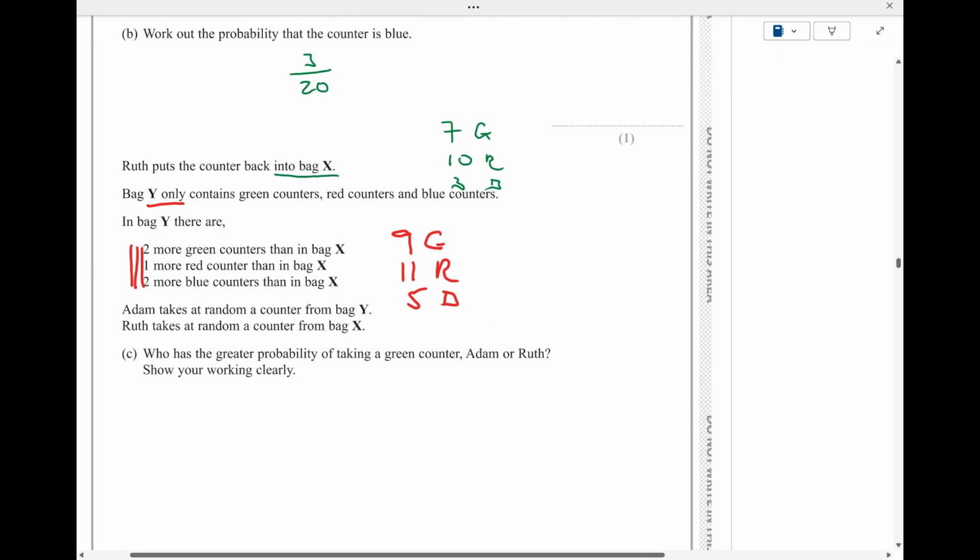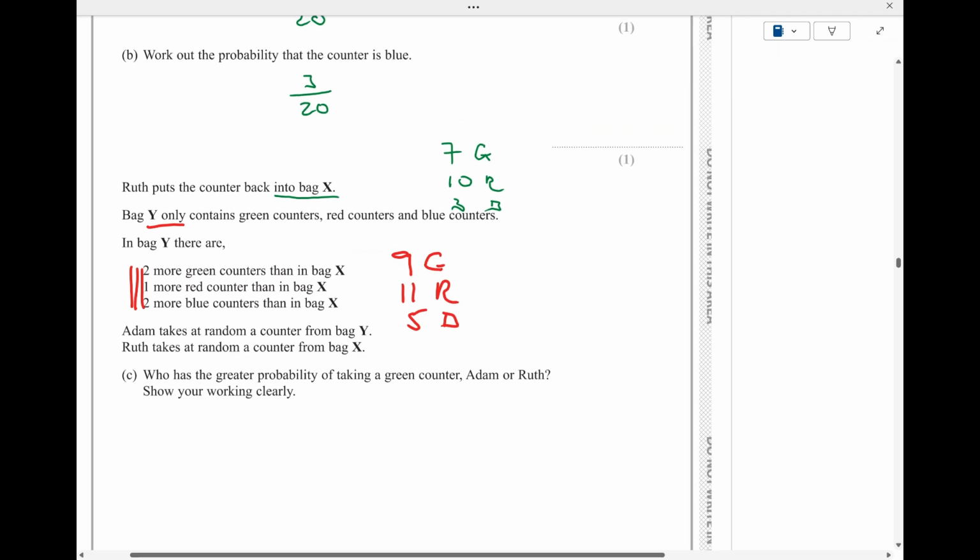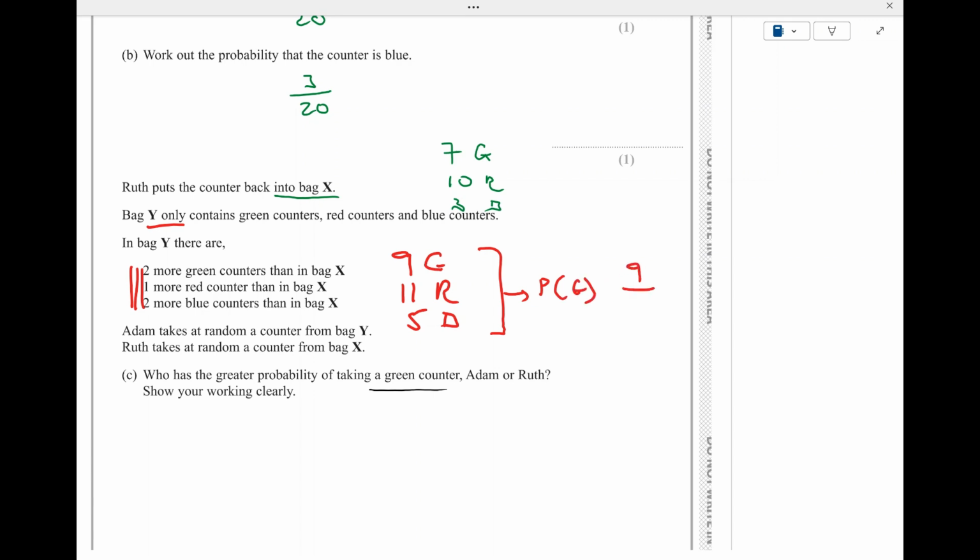Adam takes at random a counter from bag Y. Ruth takes at random a counter from bag X. Who has the greatest probability of taking a green counter, Adam or Ruth? So here's Adam taking from bag Y. And what's his probability of being green? 9 out of 25. So this is Adam. 9 out of 25. Now what about Ruth? Ruth is taking from bag X, from this one. So what's Ruth's probability of getting a green? 7 out of 20. Ruth.